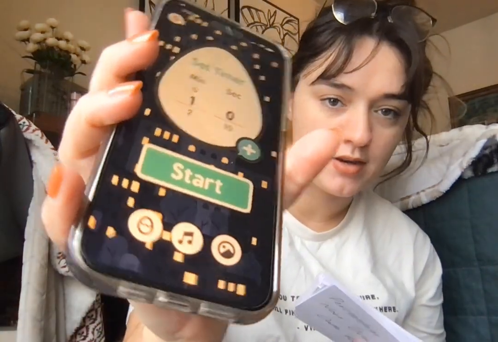All right, so I will be holding my cards so that the definition's facing me, terms facing the camera. I have a 1-minute timer set on my phone already. And with that being said, I'm going to get started right now.